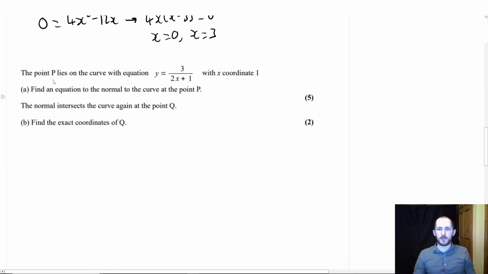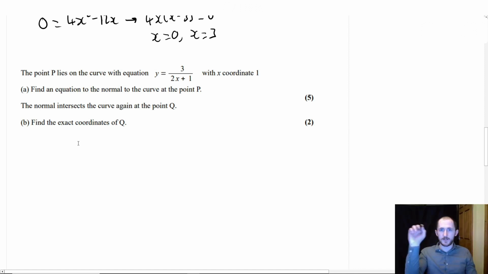Next we have: the point P lies on the curve with equation y equals 3 over (2x plus 1), with x coordinate 1. Find an equation of the normal to the curve at the point P. Here again it's a fairly similar way that we've been using gradients before. If you remember, when you have equations of normals, you do the negative reciprocal. We're going to do the exact same thing here, so you don't need to worry about it.